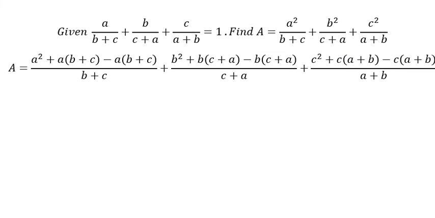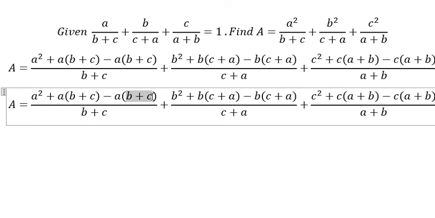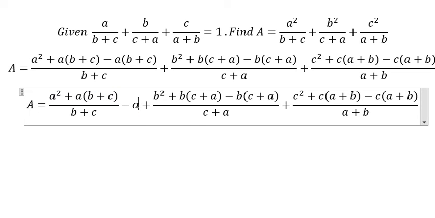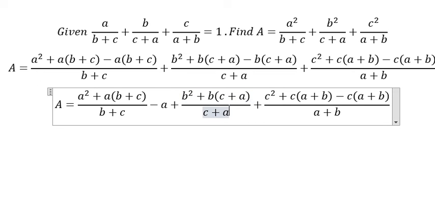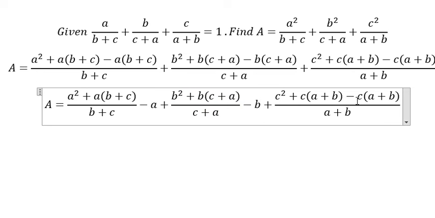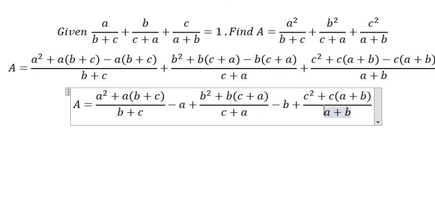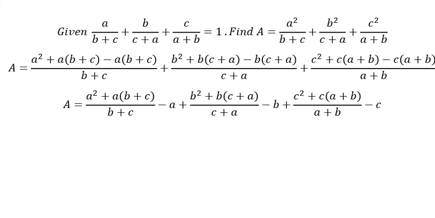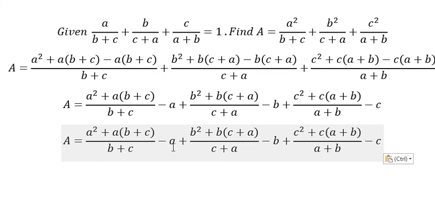So this one divided by this one, so we have negative a. Now we can do similar for this one and this one. Next, I will put negative a, negative b, negative c to the right.